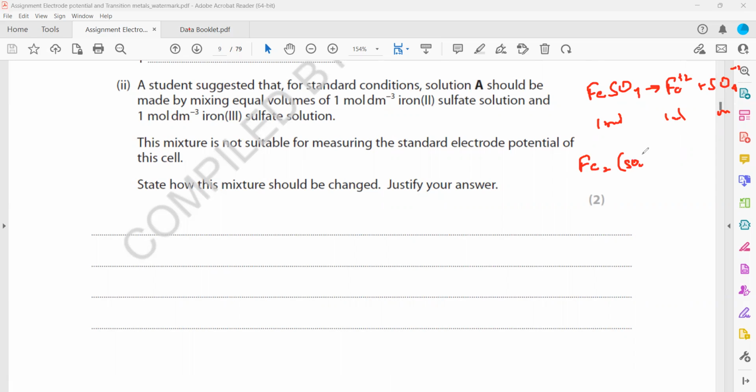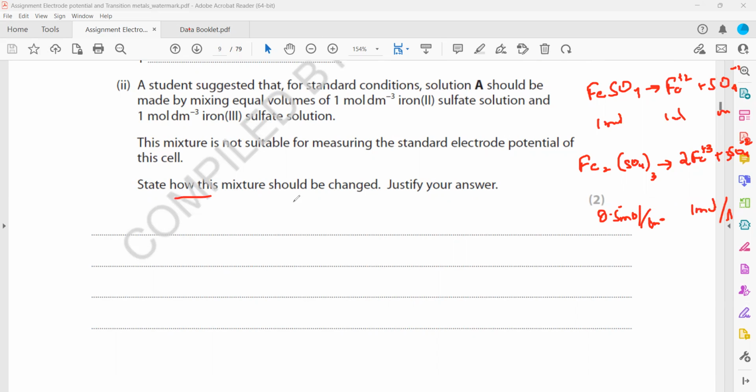In iron 3 sulfate, the formula is Fe2(SO4)3. When it dissociates into ions, it gives 2 iron 3 ions and 3 sulfate ions. So if I take 1 mole per dm cube, the concentration of iron 3 won't be 1 mole, it will be 2 mole per dm cube. So it won't be standard, because to make a standard solution we should have 1 mole per dm cube of each ion. So what concentration should we take to make it standard? We should take 0.5 mole per dm cube, so this will give 1 mole per dm cube of iron 3.